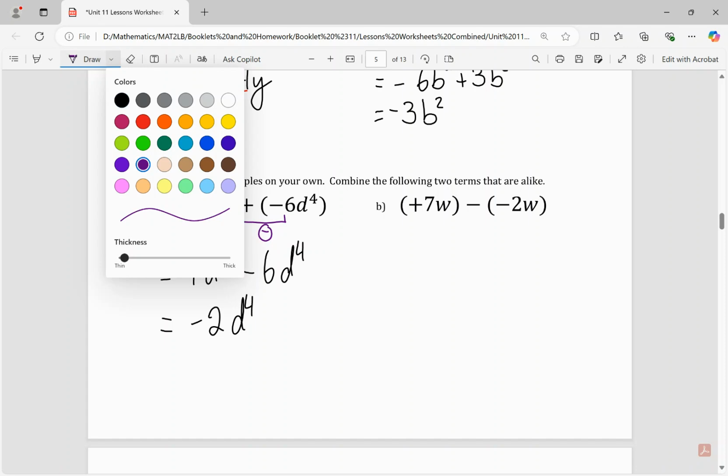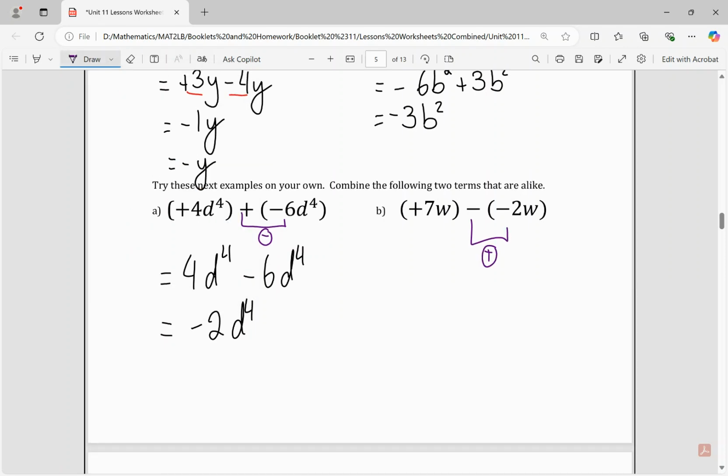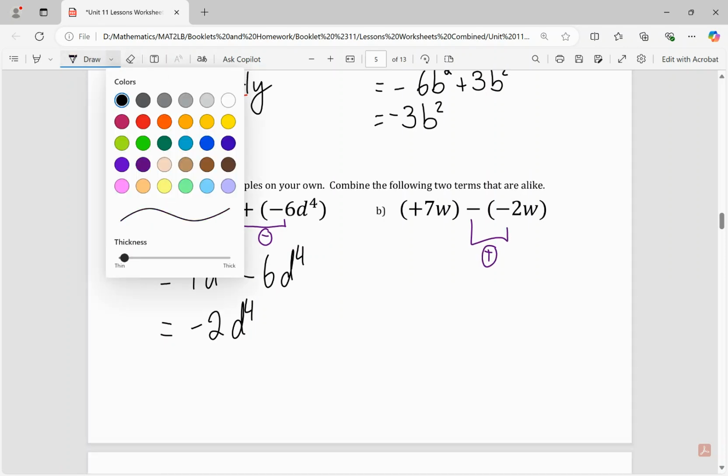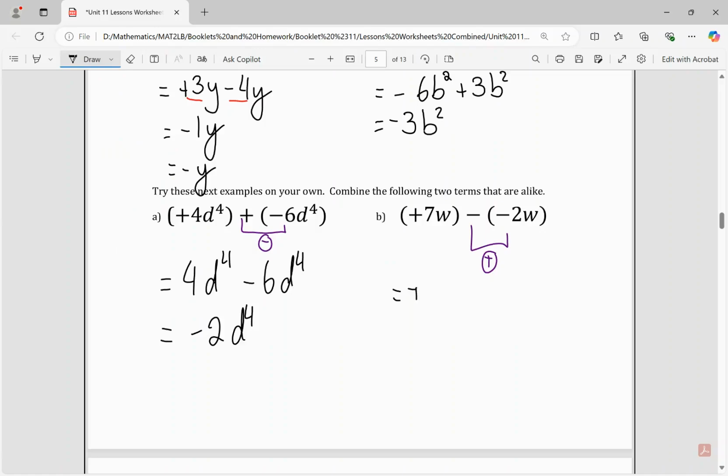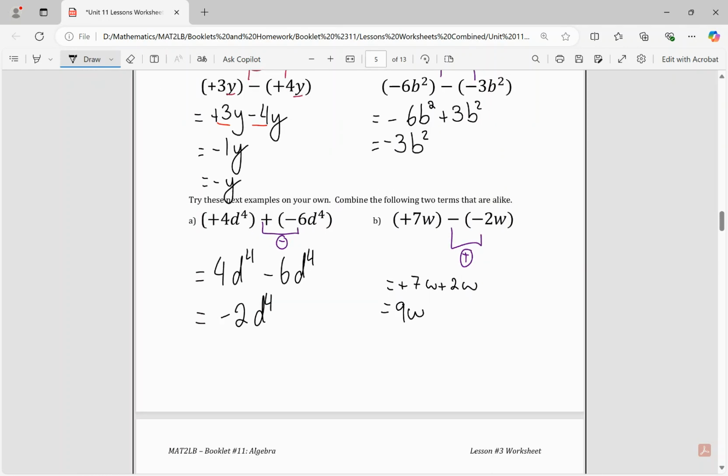Finally, two negatives make a positive, so we can rewrite this as positive 7w plus 2w. Because they're like terms, we can add the coefficients. 7 plus 2 is equal to 9, and the variable stays the same. So 7w plus 2w is equal to 9w.